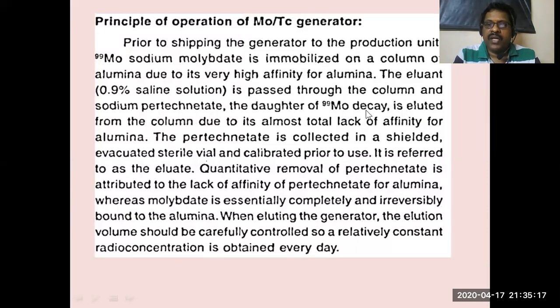Molybdenum-99 undergoes decay and forms technetium-99m, which is eluted from the column due to its almost total lack of affinity for alumina. So that is the reason it comes out. Otherwise, it won't come out. The pertechnetate is collected in a shielded, evacuated, sterile vial and calibrated prior to use. It is referred to as the eluate. Quantitative removal of pertechnetate is attributed to the lack of affinity of pertechnetate for alumina. So like that, we can calculate how much might have eluted out.